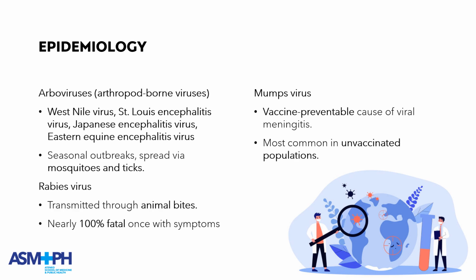Arboviruses, such as West Nile virus, St. Louis encephalitis, Japanese encephalitis virus, and Eastern equine encephalitis virus, cause seasonal outbreaks spread via mosquitoes and ticks. Rabies virus is transmitted through animal bites and is nearly 100% fatal once the symptoms show up. Mumps virus causes vaccine-preventable viral meningitis, and it is most common in unvaccinated populations.